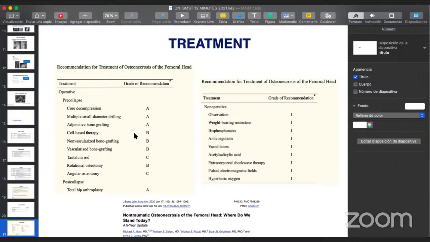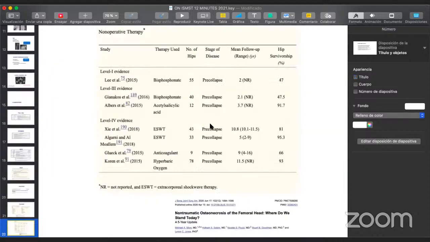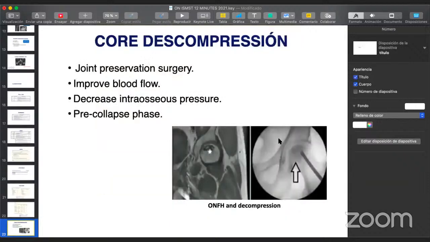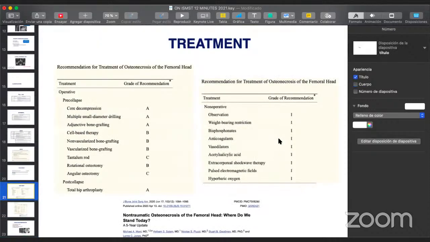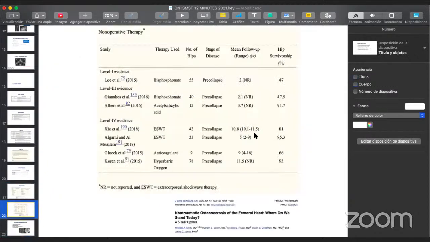Cell-based therapy, like bone marrow cell concentration and other kinds of cell therapy, or mesenchymal cells, are in rate of recommendation B. However, when we review shockwave therapy in these articles published in 2018, we can see hip survivors in 81% and 95%. With this, however, cordless compression is the most recommended treatment. The shockwave could be a good treatment.